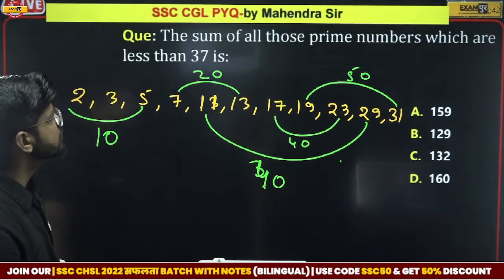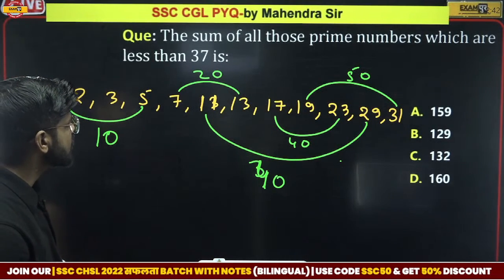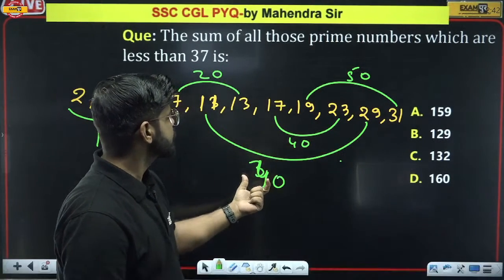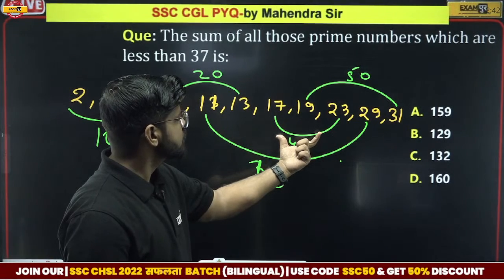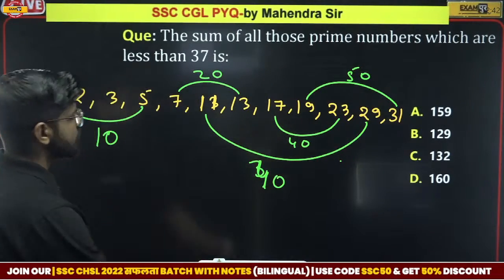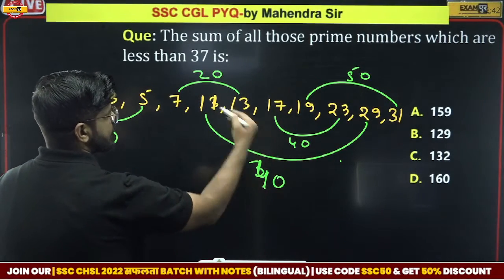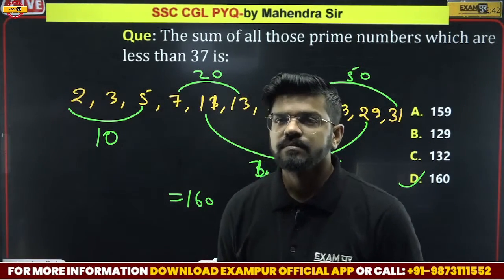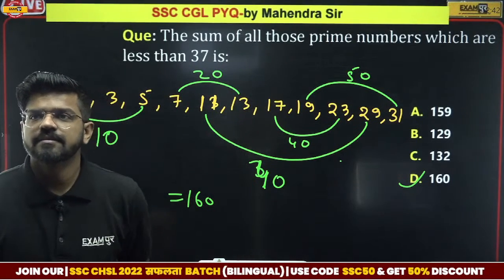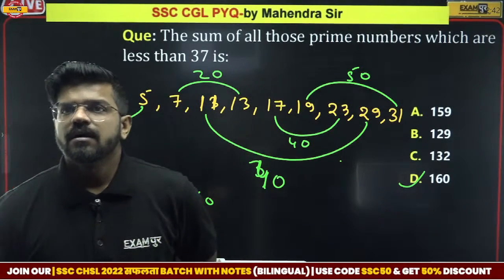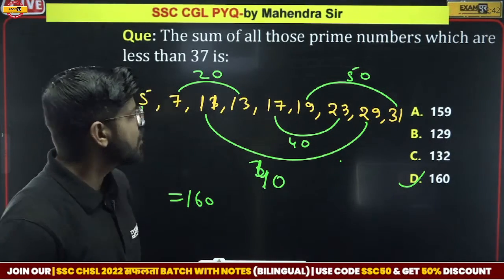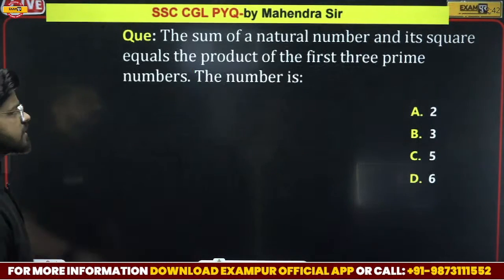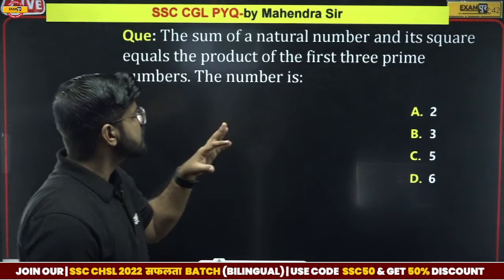Sum of all those prime numbers which are less than 37. Did I miss something? 11 and 29, it is 40. This one is 40. Yes, of course, this is 50. So 40, 40, 80, 100, 150, 160. Option number D. Did you get that? You have to find the sum now. So my sum is 160.